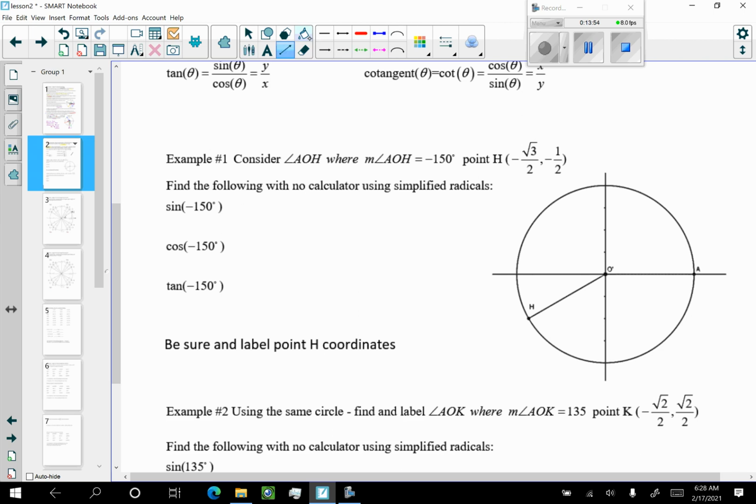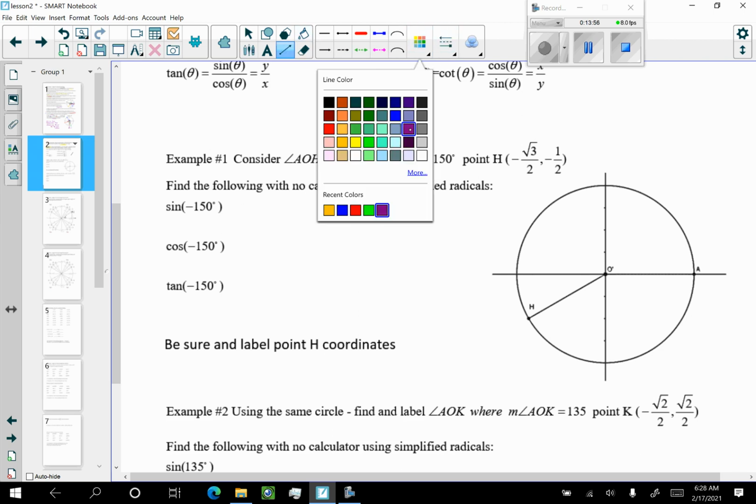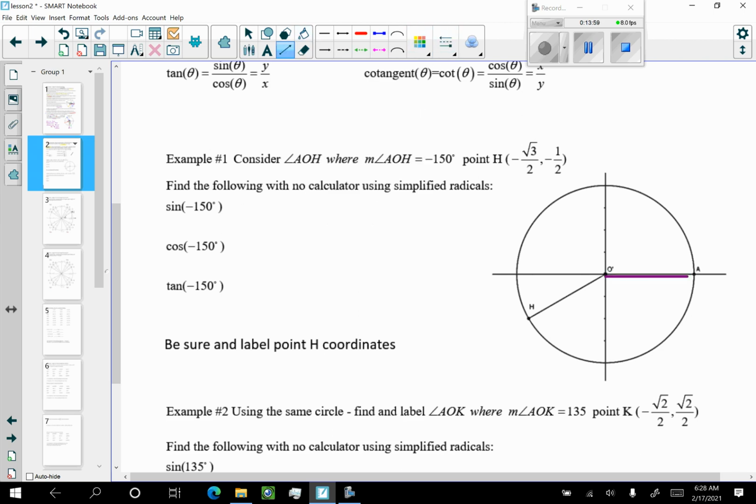Well, what have I done? I've taken this angle here, and I'm going 150 degrees. So this measure is 150 degrees. And we're going to say it's negative 150 degrees because I've gone clockwise. And we know from previous discussion that this angle is 30 degrees right there because it's 180 all the way around.